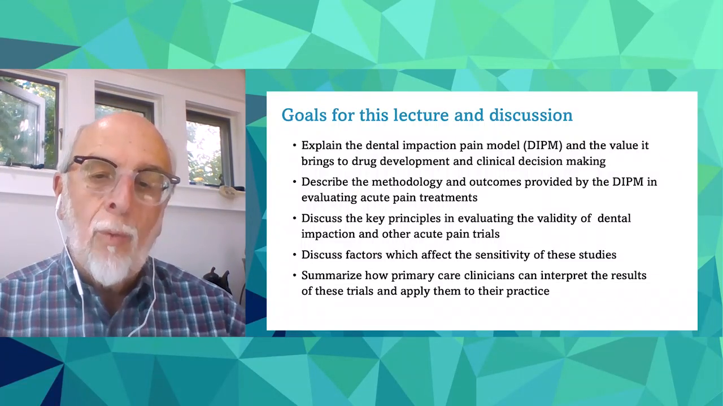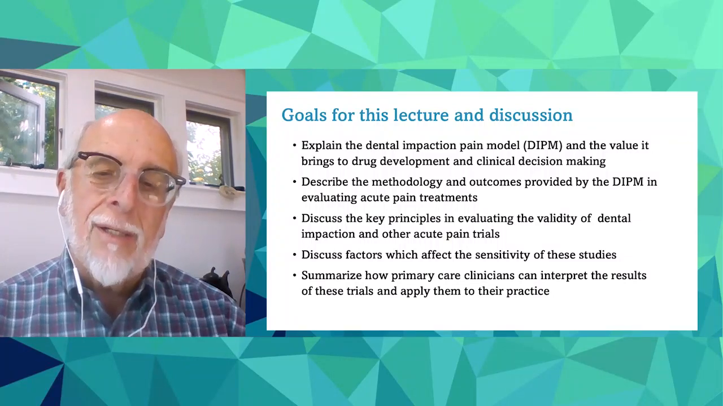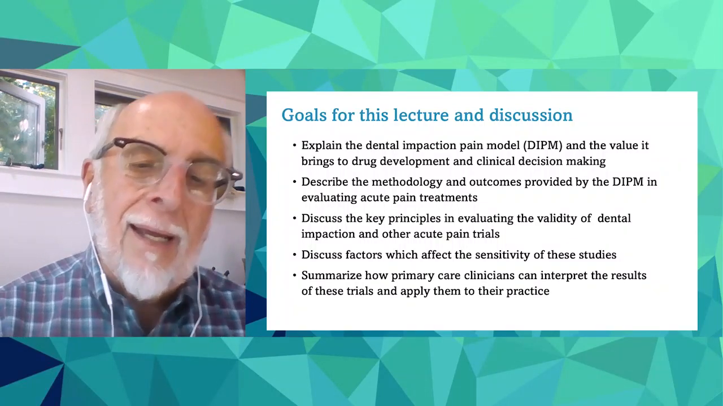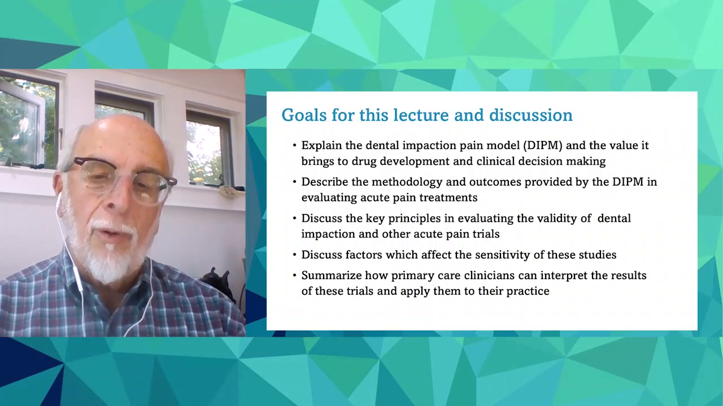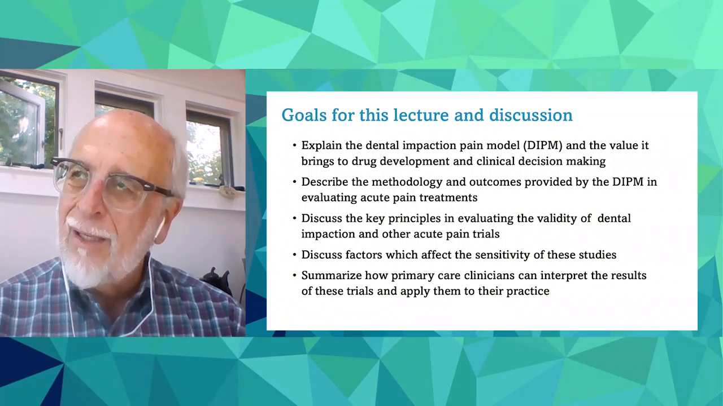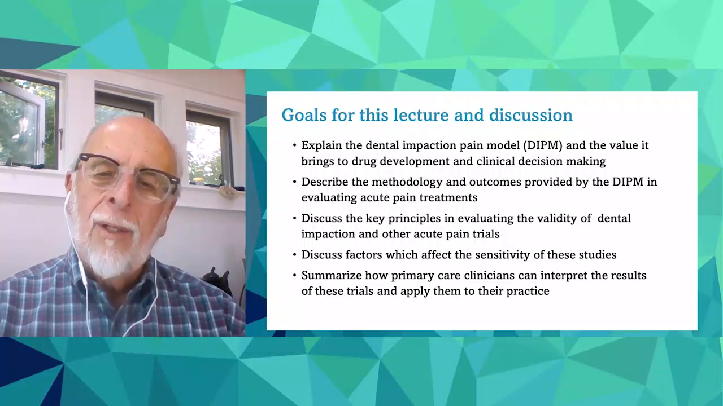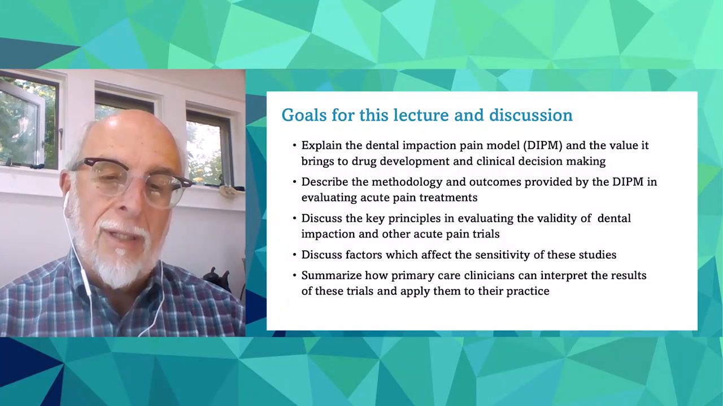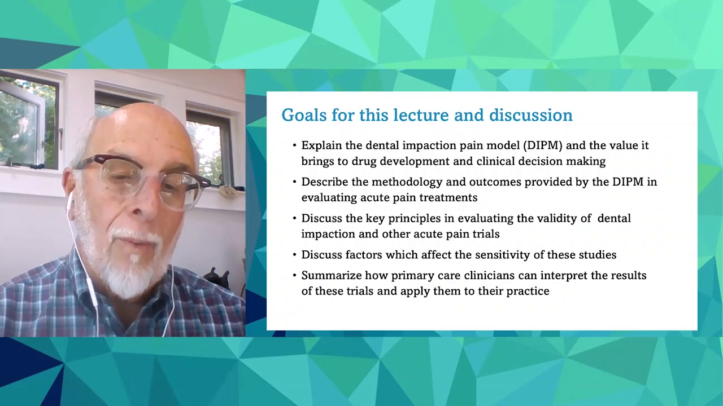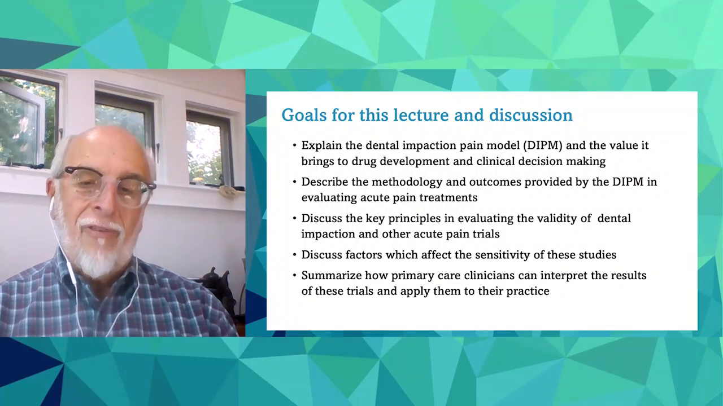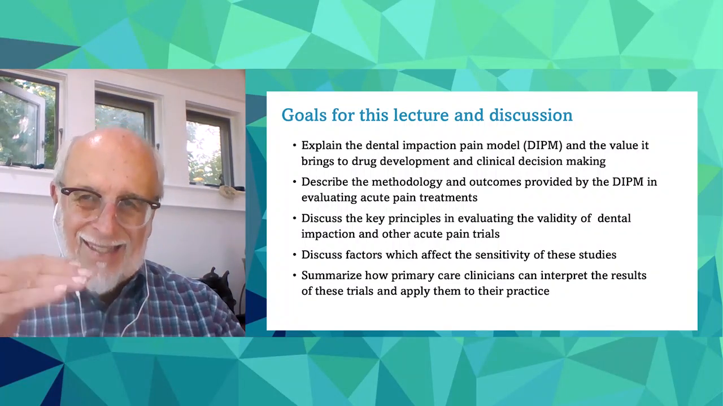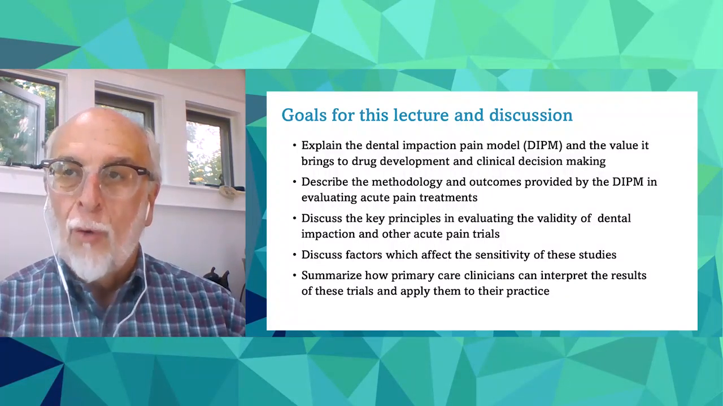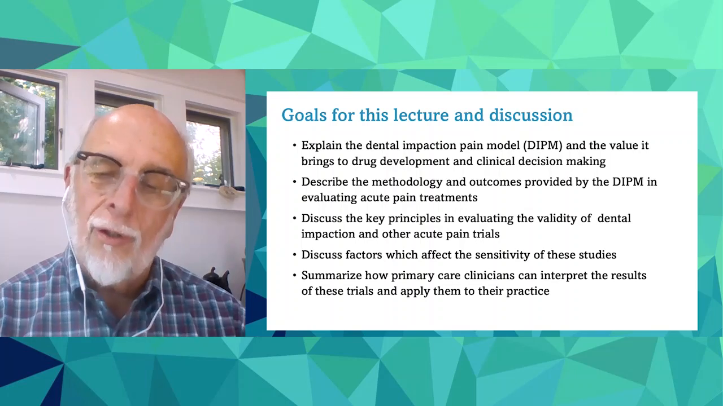And next, we'll talk about the methods of how these studies are done, the outcomes that those studies provide, and we'll talk about some principles in how these studies are designed and why they're done that way, so that you can have a chance to evaluate the validity of studies you may see in the literature. I will discuss as well the factors that address the sensitivity of a study. That is, is the study able to show the difference between an active drug and sugar pill, or placebo?